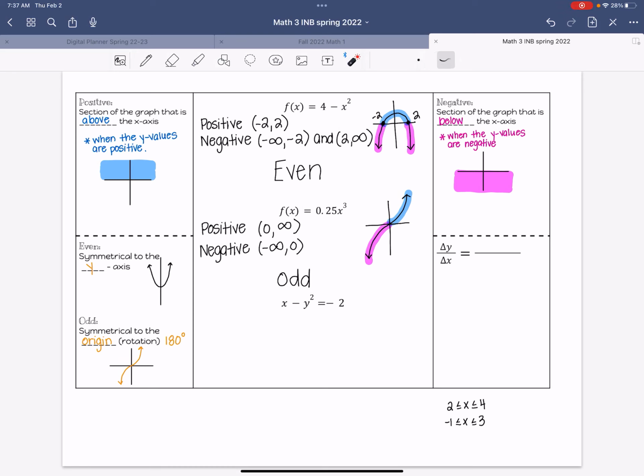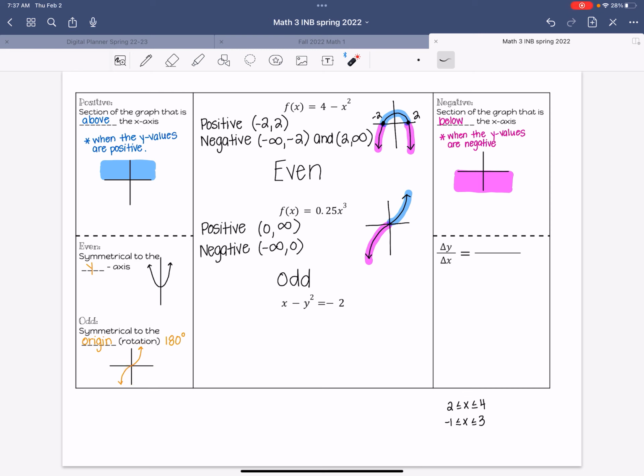All right, so to finish these notes for today, we had started talking about positive and negative, and we talked about the fact that the positive part of a graph is when it's above the x-axis, when the y values are positive, and negative is when it's below the x-axis because the y values are negative. Then we talked about even symmetry, which is symmetrical to the y-axis, which means I can fold it at the y-axis, and odd, which is the origin, which means I can kind of split it and then rotate it. And if I rotate it, it's going to land exactly identical on the other side.